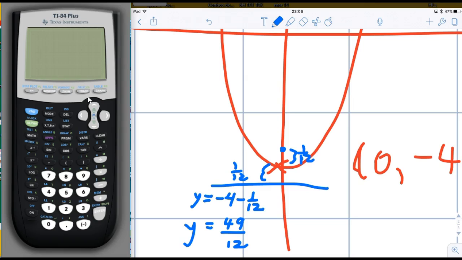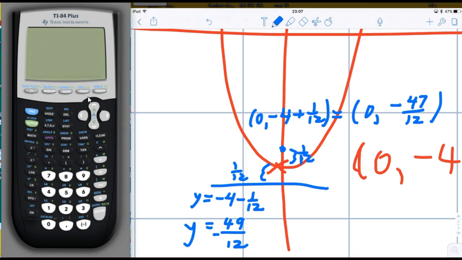And then the focus location is going to be 0, negative 4 plus 1/12. Okay, and so if I wanted to simplify that, I would put negative 47/12, something like that. Yeah, that makes sense. And then, oh, whoops, look what I did. I forgot to put the negative here. Okay, so be careful about that.